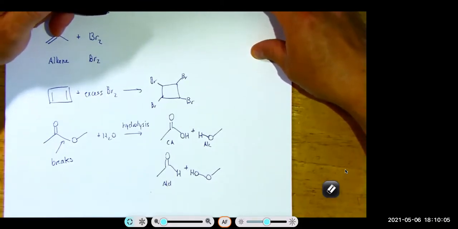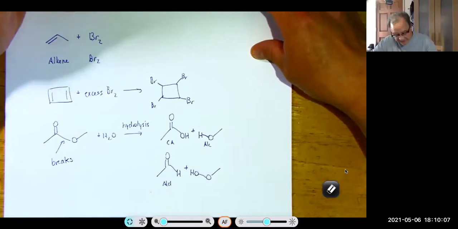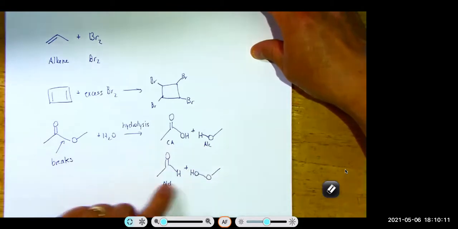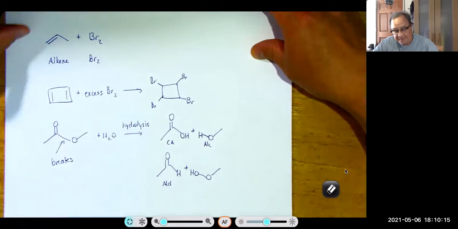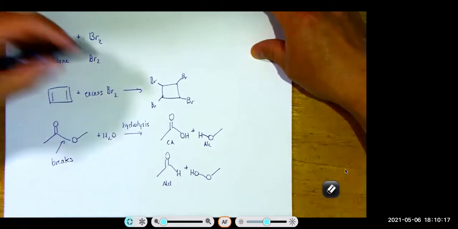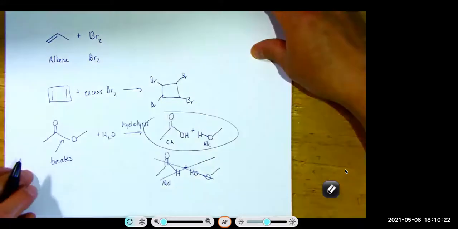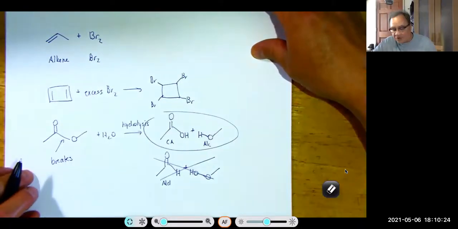So what makes more sense, that this would break apart into two things that we've talked about before, or one you've talked about before and one you just have no idea what it is? Right. That makes sense. So I've got to go with this way. You with me? Right. So that's what you do.